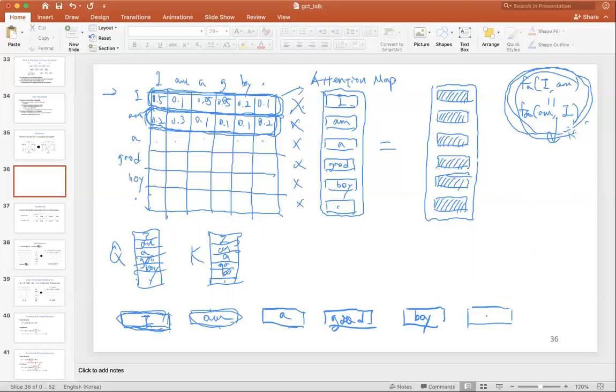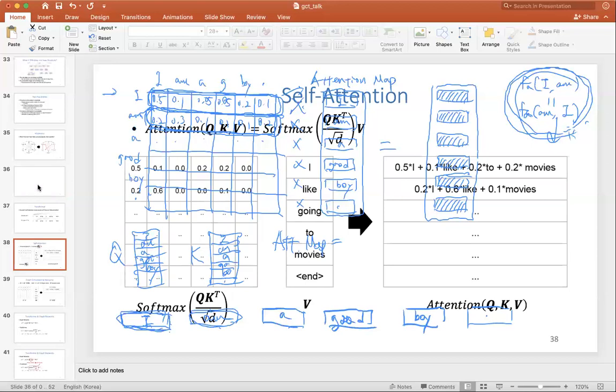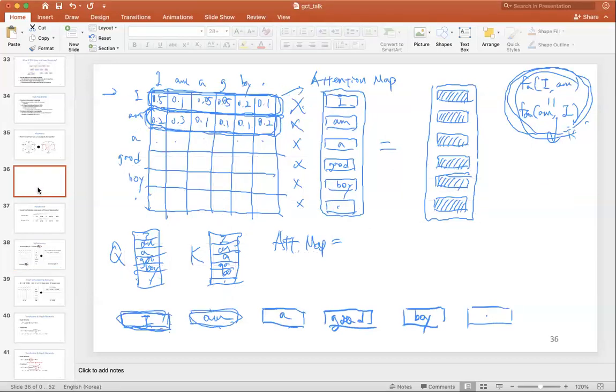So there's a q and k set of vectors, and you can describe this entire attention map as: attention map equals q k transpose. Actually, there should be a softmax. So softmax of q k transpose over the square root of d.